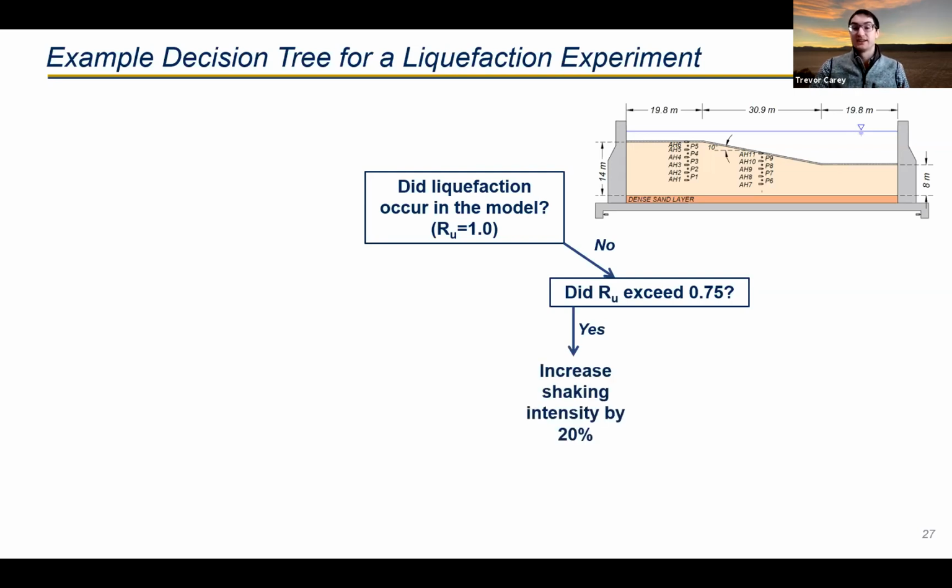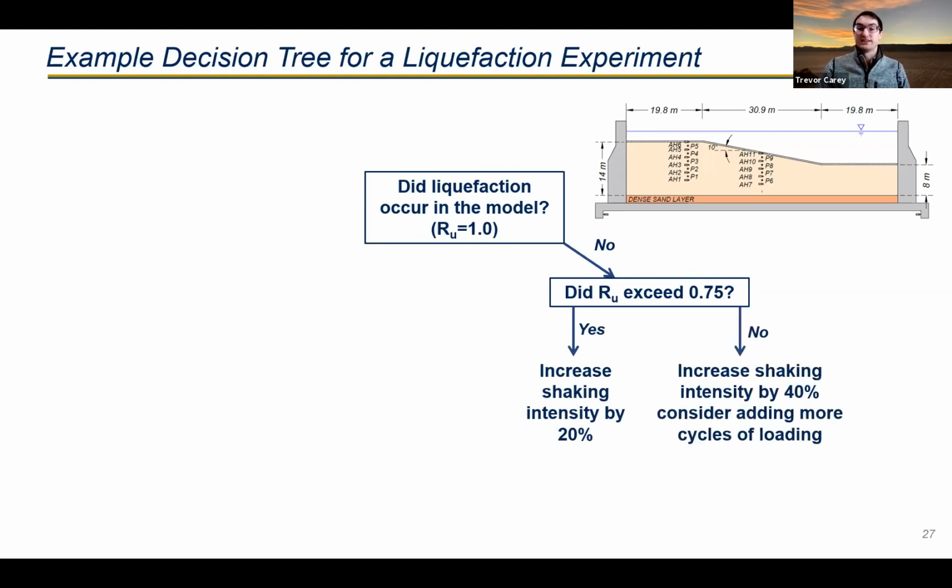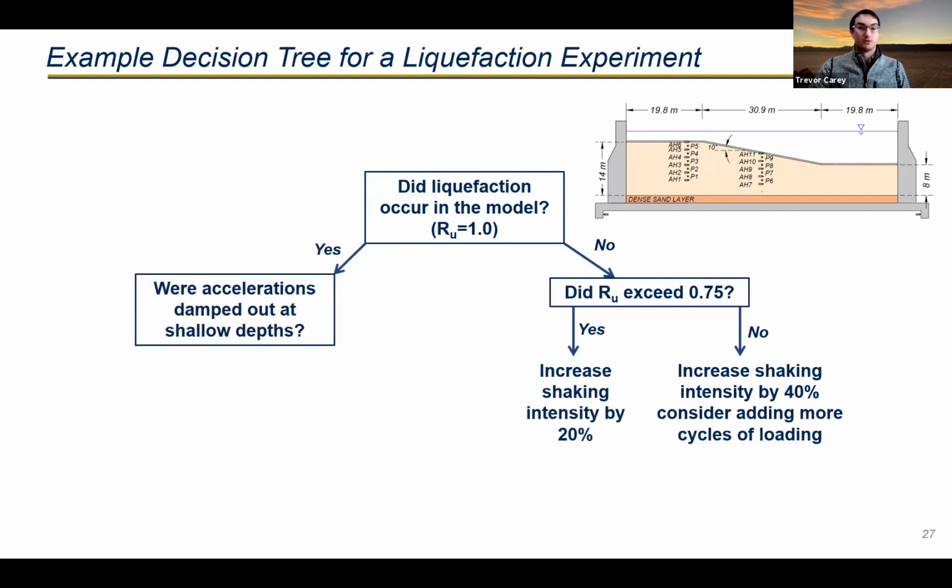We will increase the shaking intensity by about 20%. If we did not get that, maybe we increase the shaking intensity by about 40% and consider adding more cycles of loading, so getting stronger and stronger events into the model. On the left-hand side, we go down to, yes, we did trigger liquefaction.